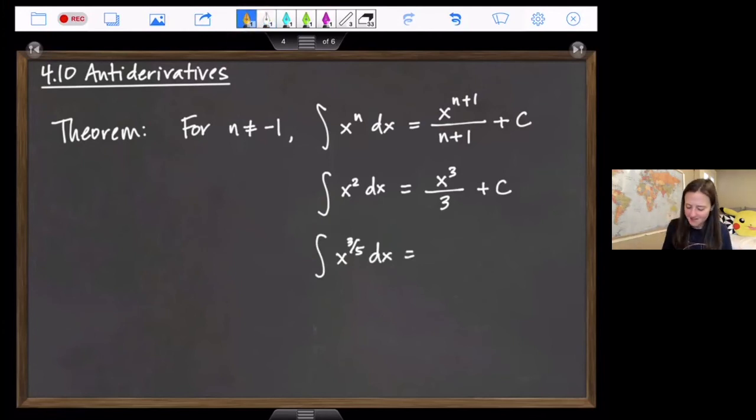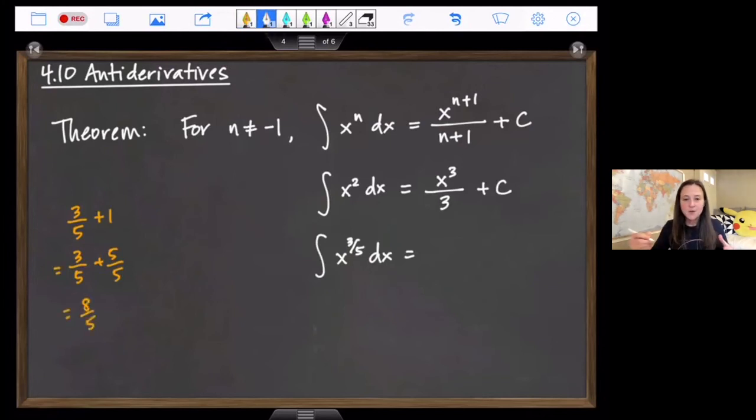Fractions, we always go off to the side, right? So 3/5. With derivatives, we're subtracting 1. With antiderivatives, we're adding 1. So we're going to add 1. We know to make this plus 5/5, and we get 8/5. So my new exponent is going to be 8/5. And we're going to divide by that new exponent. So you add 1 to the exponent, divide by the new exponent. So I'm going to divide by 8/5 plus c.